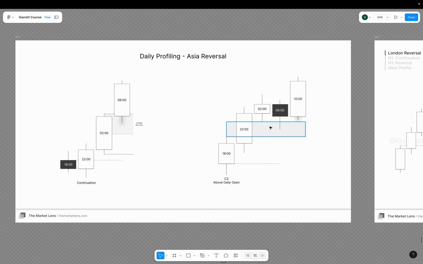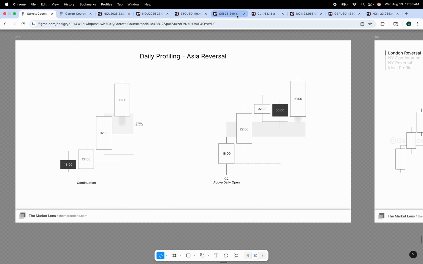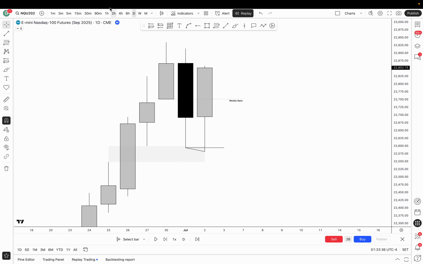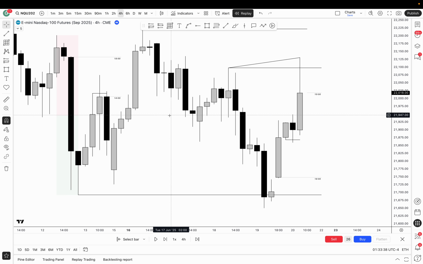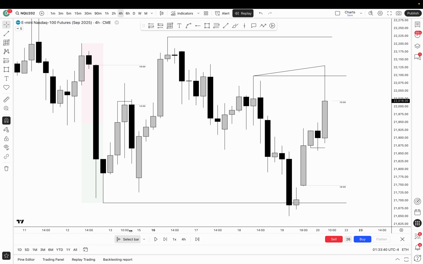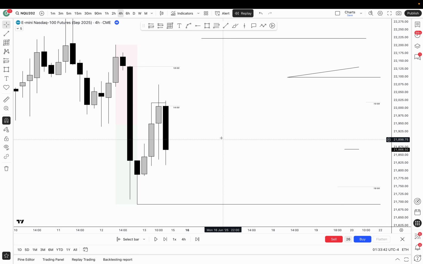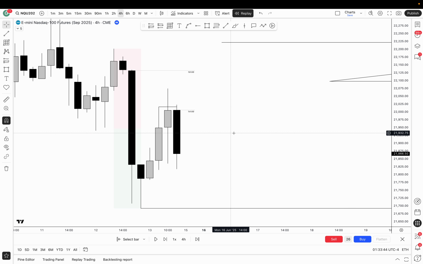Here, an example of this, a C2 closure above the daily open. Okay. So that's an example there. Also had this example here. These are just days where they have interesting profiles, so I want to show you guys.